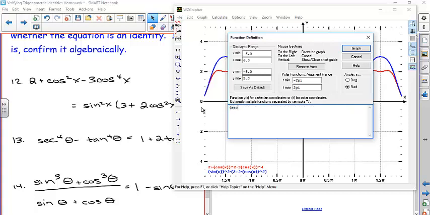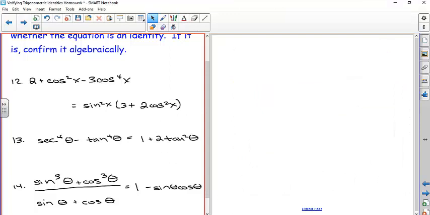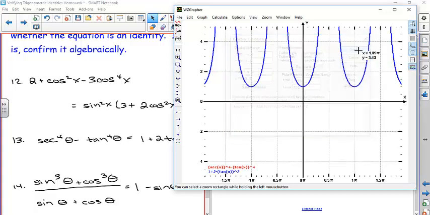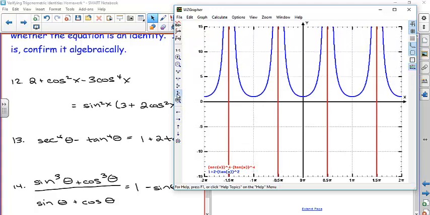So we take the secant of x, raise it to the fourth, subtract tangent of x, raise that to the fourth, and then we'll plot the right hand side, which is 1 plus 2 times the tangent squared of theta. Graph that. Okay, so you can see there that they are the same.